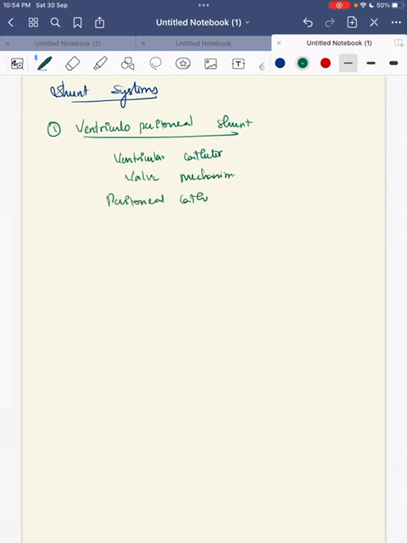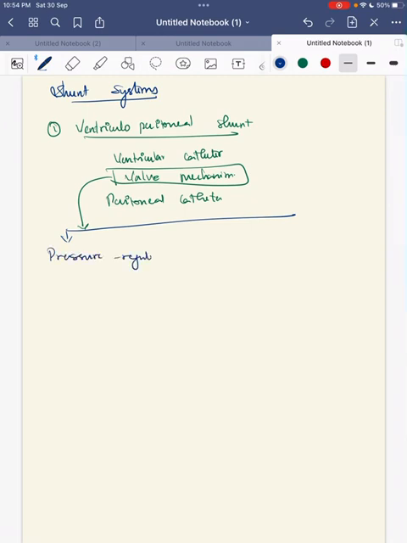So these are the things that this VP shunt contains. In valve mechanism, we have 2 types. One is pressure regulated, another one is flow regulated.